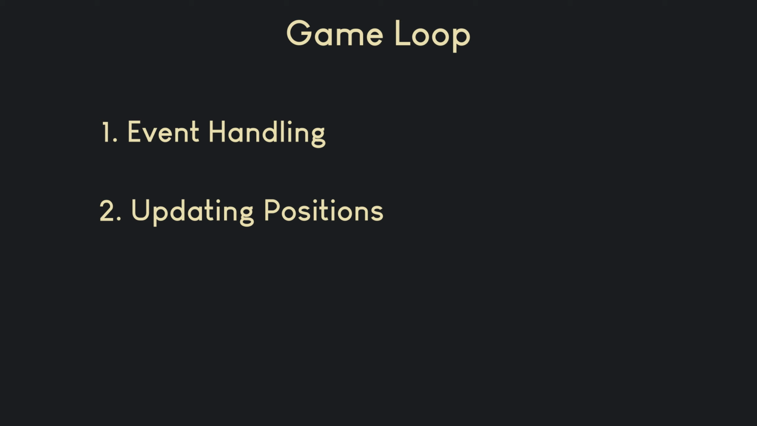Second, updating positions. Next, we update the positions of all the game objects. We only have one object today, the ball, so we are going to update the position of the ball at each frame. Third, drawing objects. Finally, we draw all the game objects in their new positions on the screen. This step uses the Raylib graphics functions to render the objects on the display. We just have to draw the ball at its new position.